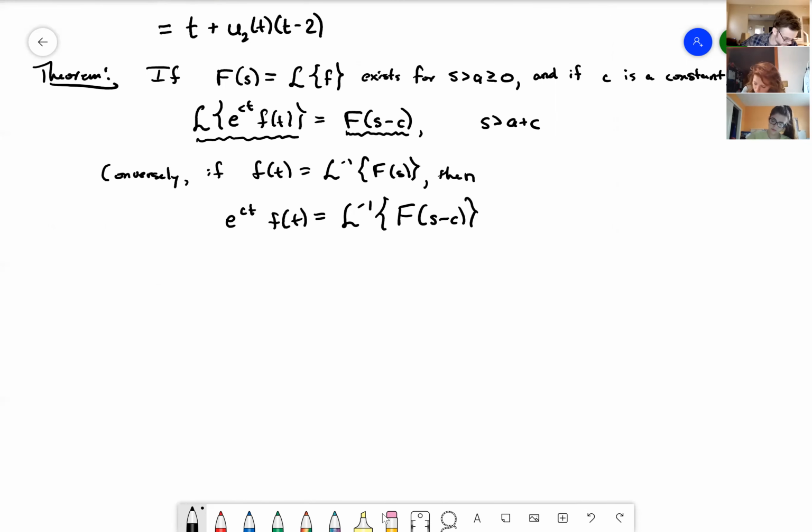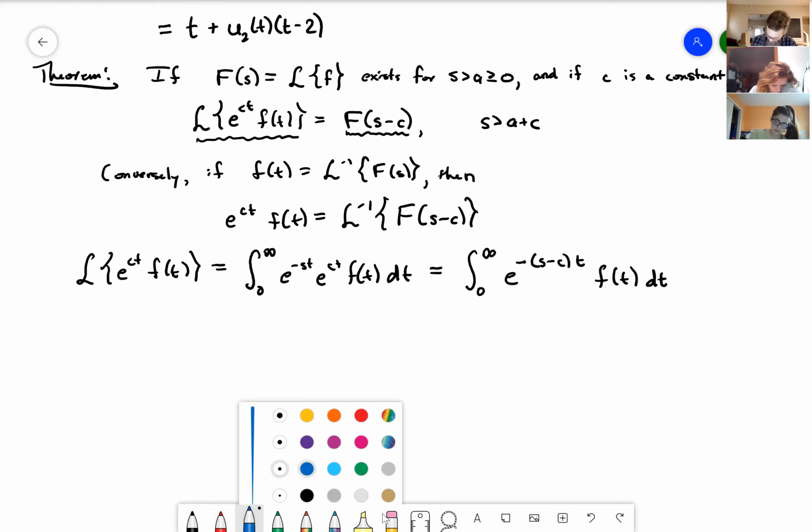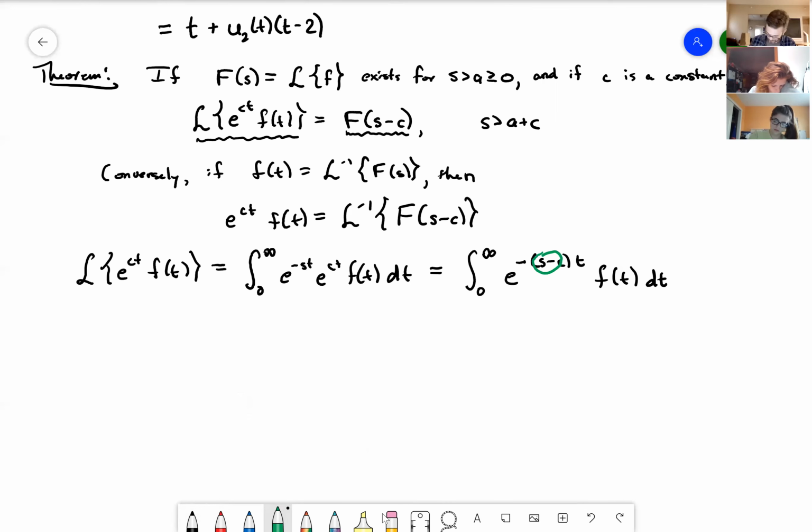Now, how can we prove this? Well, if we just look at the Laplace transform of e to the ct f of t, it's the integral from 0 to infinity of e to the minus st, e to the ct, f of t dt, which is just the integral from 0 to infinity of e to the minus (s minus c) t, f of t dt. Now, the only thing we've done here is we have the original Laplace transform, except the s is replaced with s minus c. So this is just the Laplace transform of f with s replaced with s minus c.